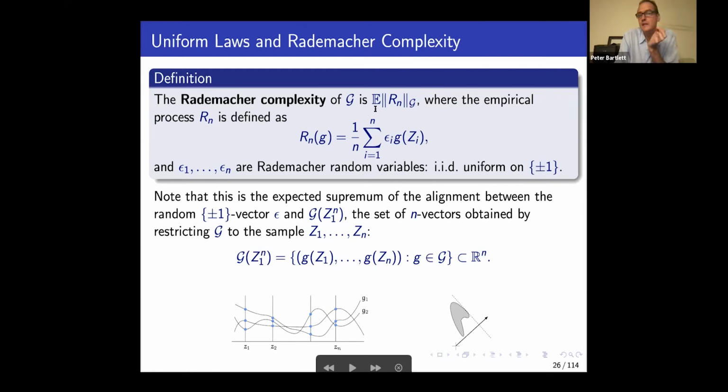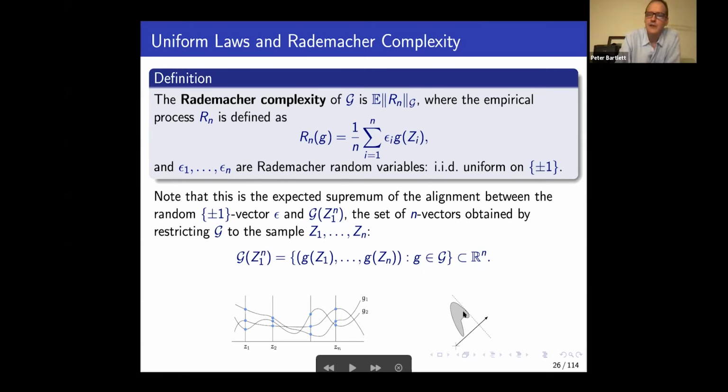And what we're looking for here is the expectation of the maximal alignment, in the sense of this inner product, between the epsilon vector, the plus or minus one vector, which is just a random direction, and this set of n vectors. So if this line here represents a certain random choice of the epsilon vector, we're looking for the maximal alignment in our set with that vector. So it's a measure of the size of our set.